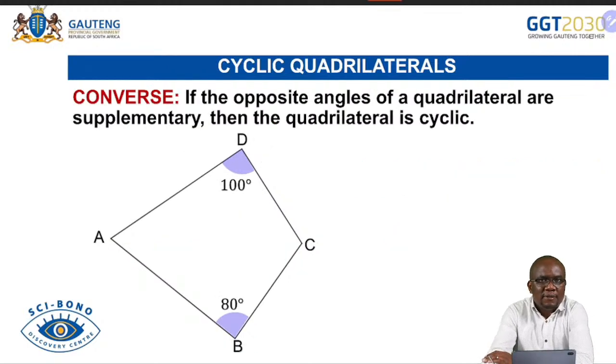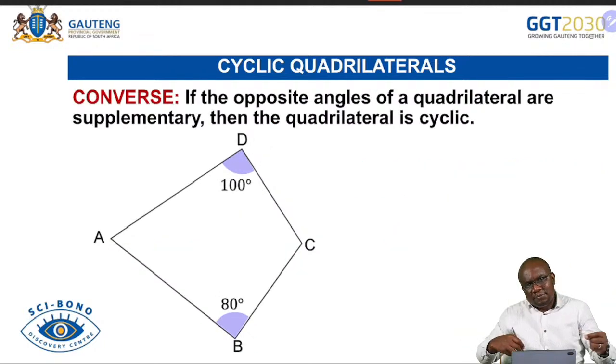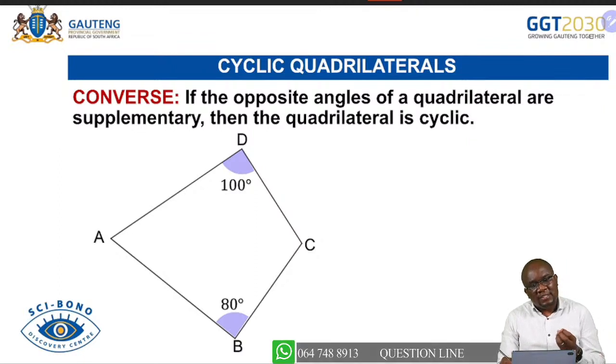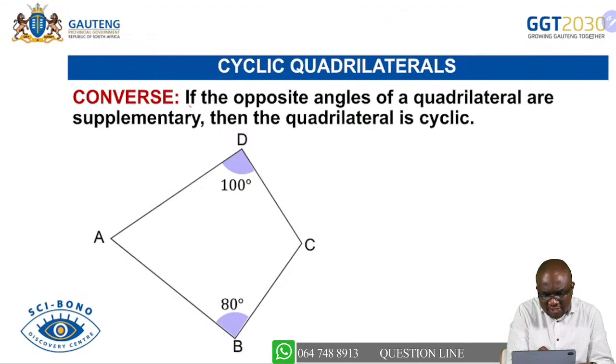The converse, the other way around now. Now we say that if the opposite angles of a cyclic quad are supplementary, then now, if the opposite angles of what?